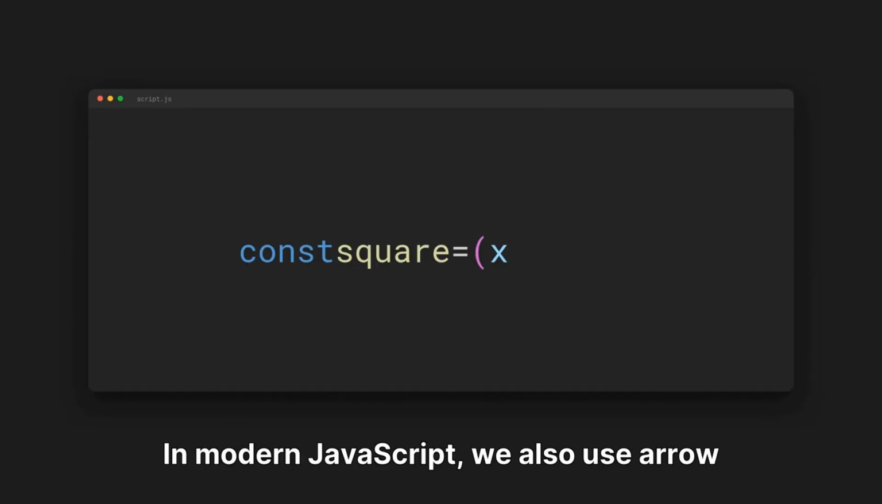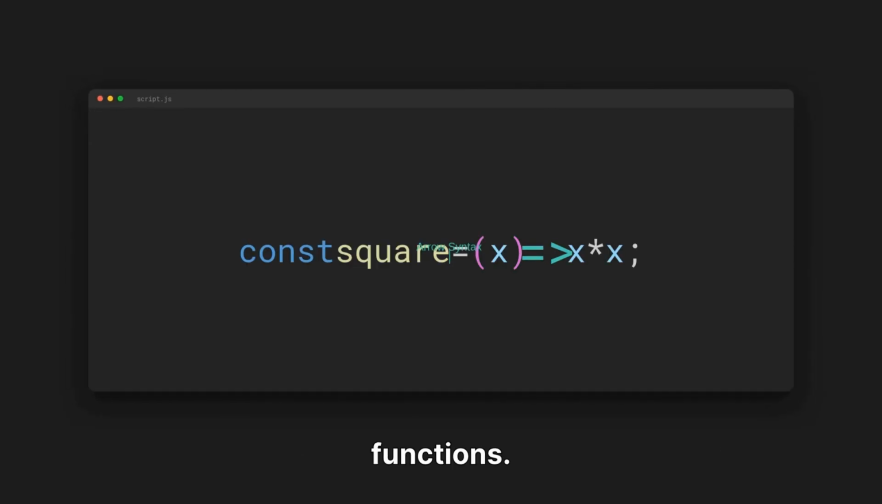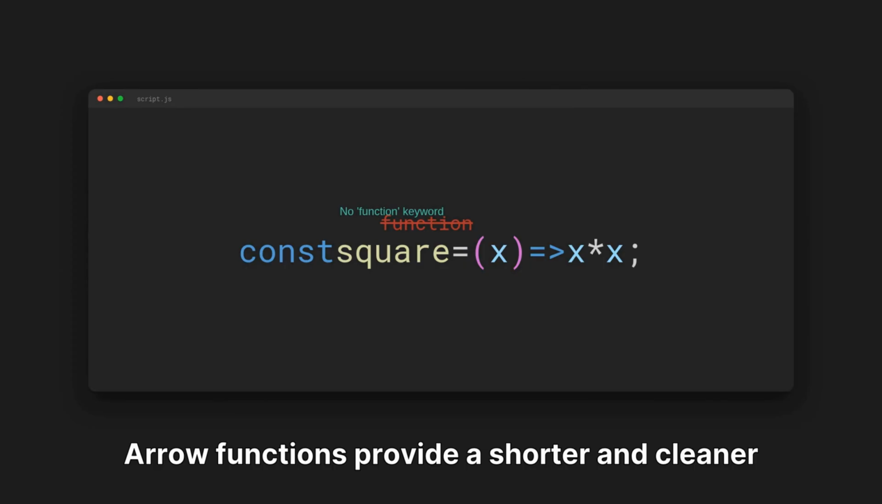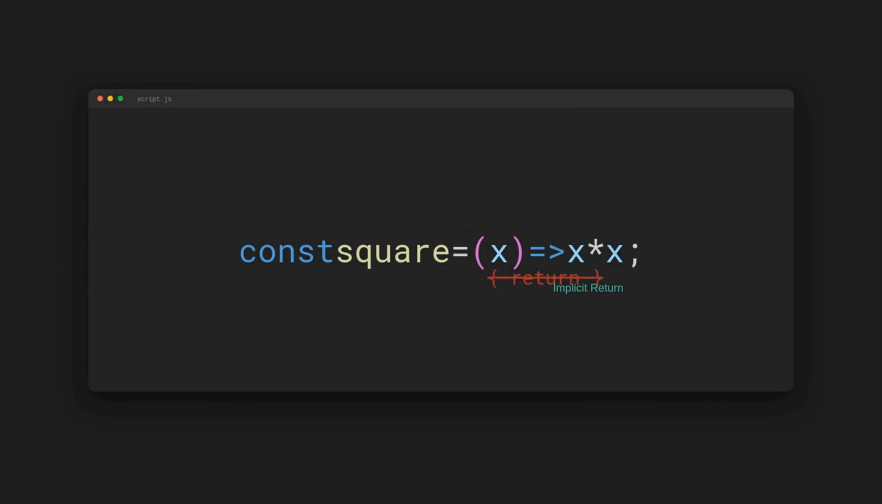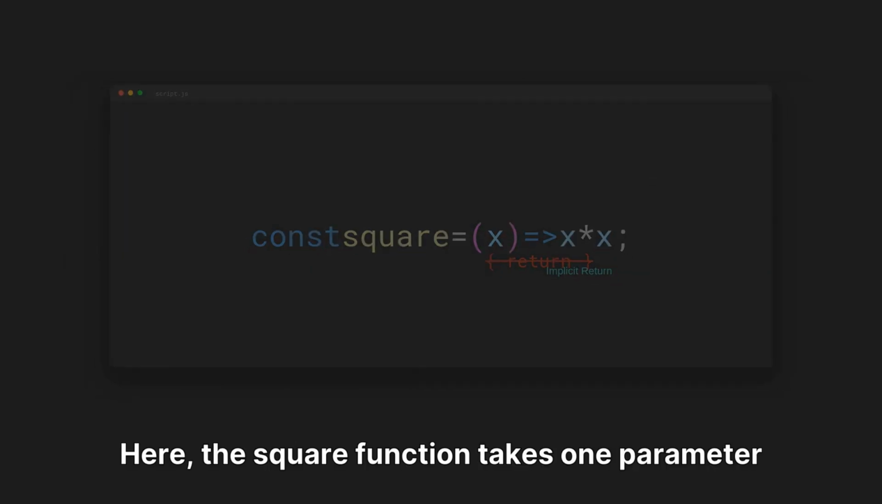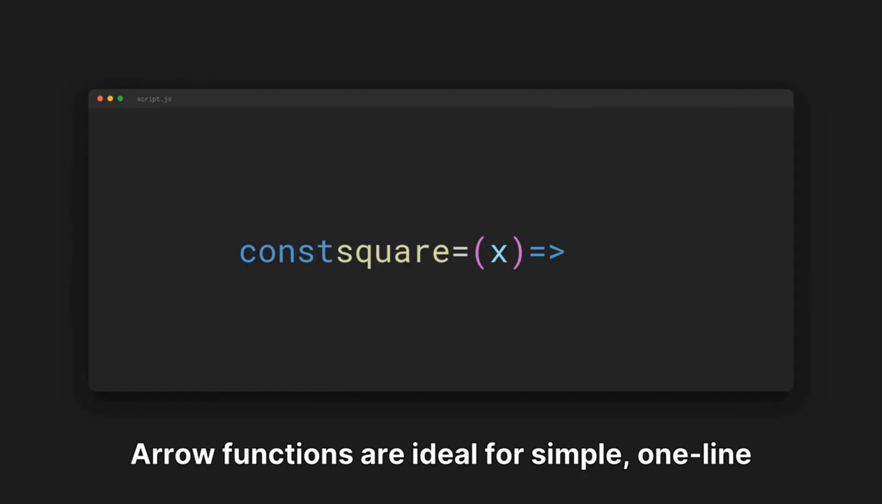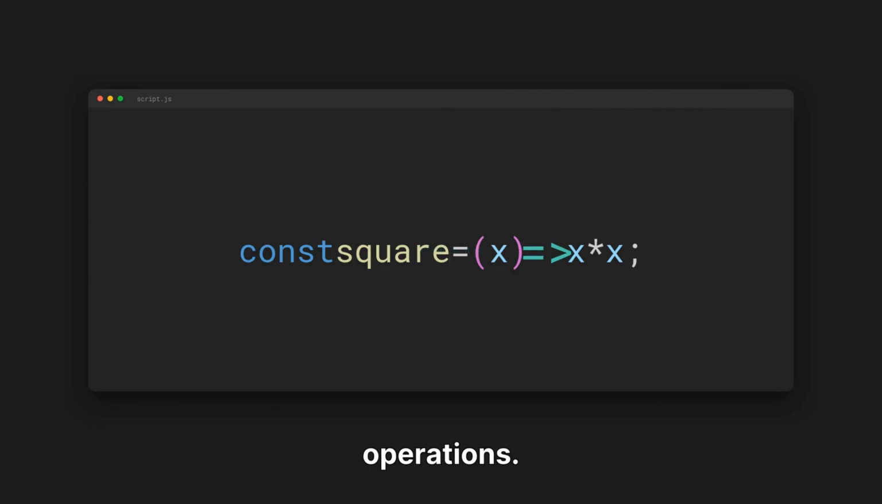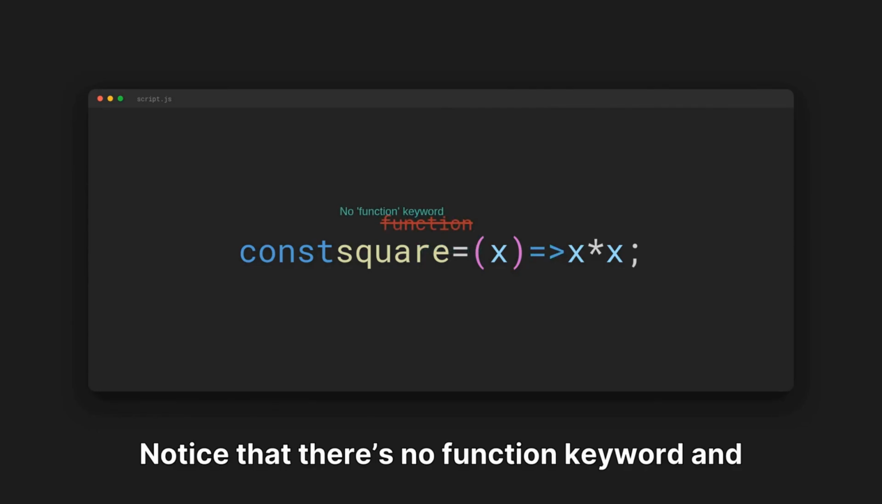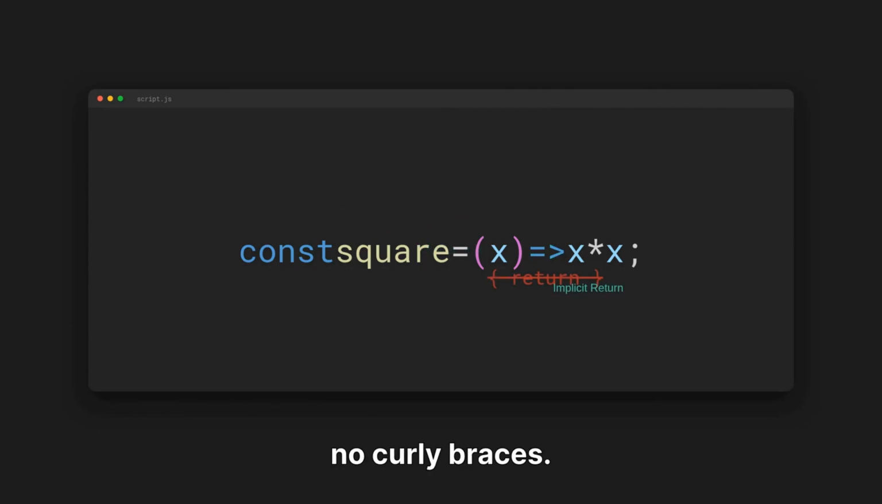In modern JavaScript, we also use arrow functions. Arrow functions provide a shorter and cleaner syntax. Here, the square function takes one parameter and returns its square. Arrow functions are ideal for simple one-line operations. Notice that there's no function keyword and no curly braces.